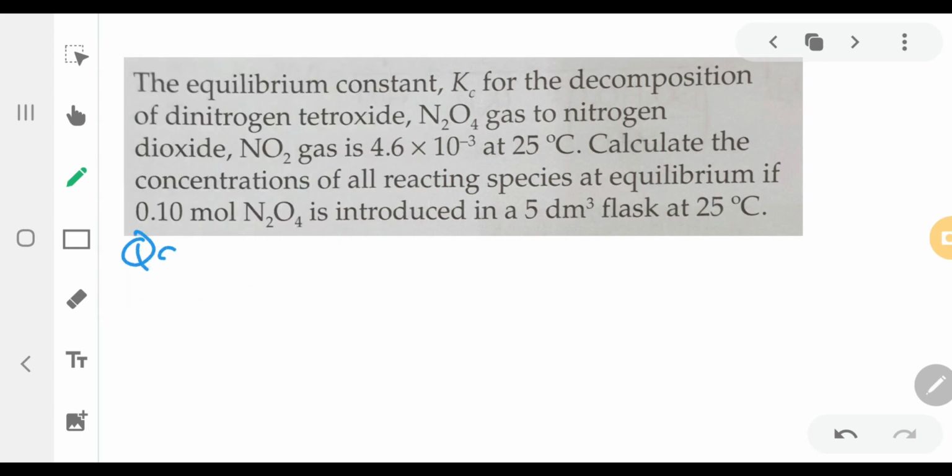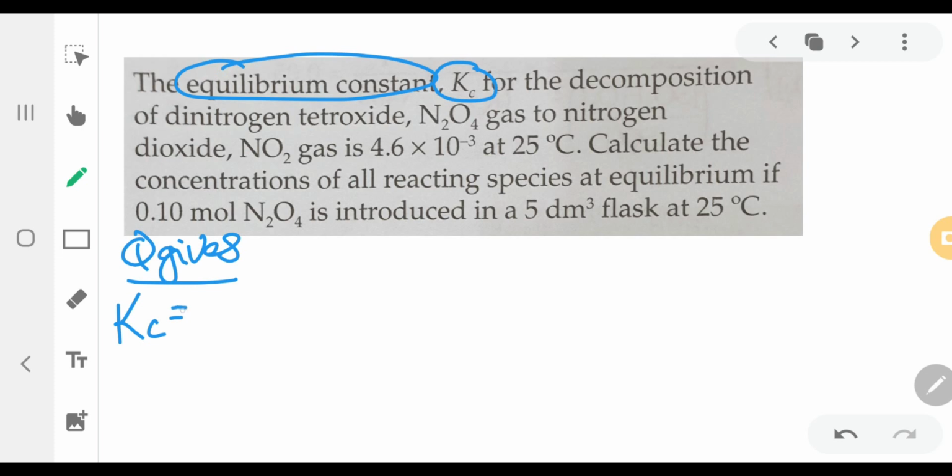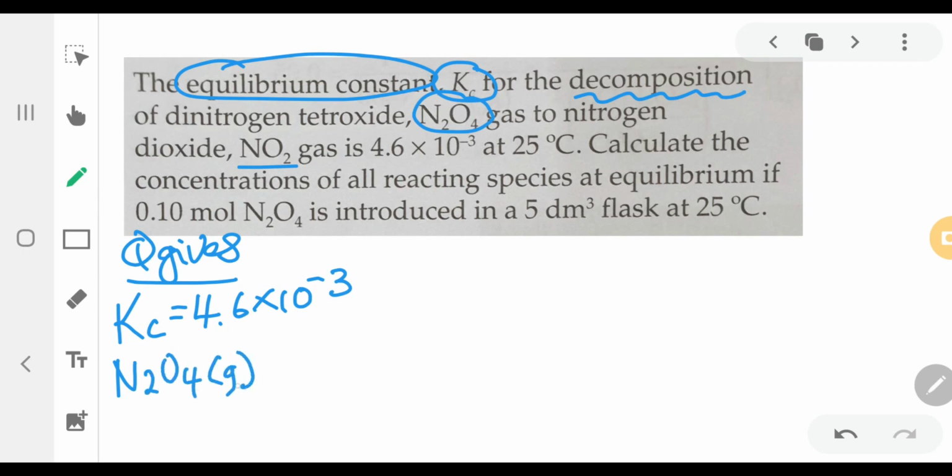The question gives the equilibrium constant Kc, with a value of 4.6 times 10 to the power of negative 3. The reaction is a decomposition of N2O4 gas to make NO2. So we have N2O4, a gas. Don't forget the phase of your reactant; phase is important for chemical equilibrium. Then it will decompose to NO2 gas. But when you look at your chemical equation, it is not balanced yet.